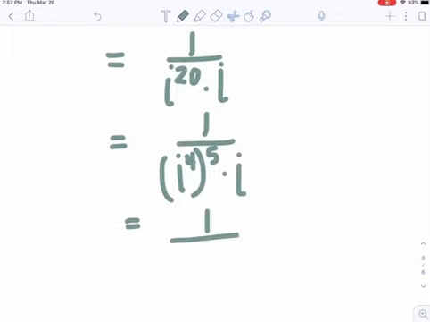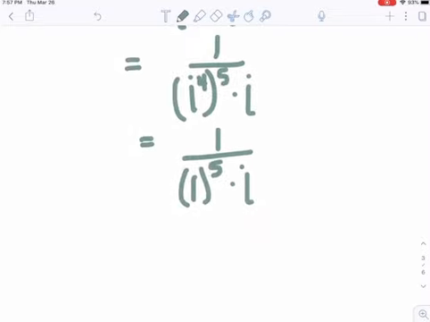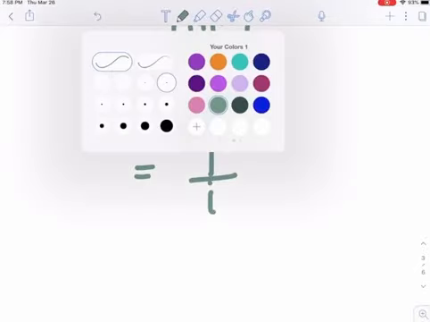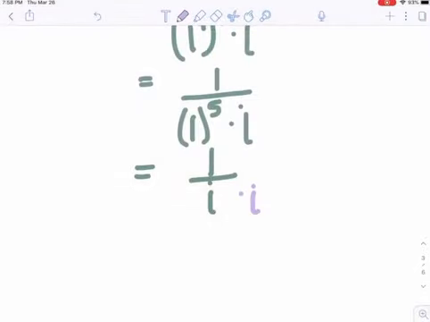So this is 1 over, sorry, i to the 4th is 1 to the 5th power times i, which is equal to 1 over 1 times i, which is just i. Now remember, we can't have i in the denominator, right? That's like having radical -1 in your denominator. So how do we get rid of that? We need to create i squared.